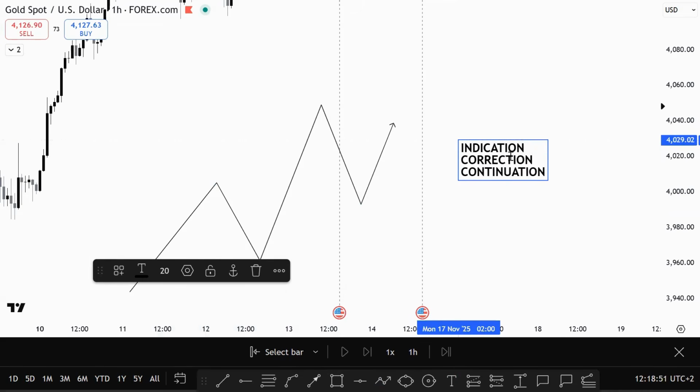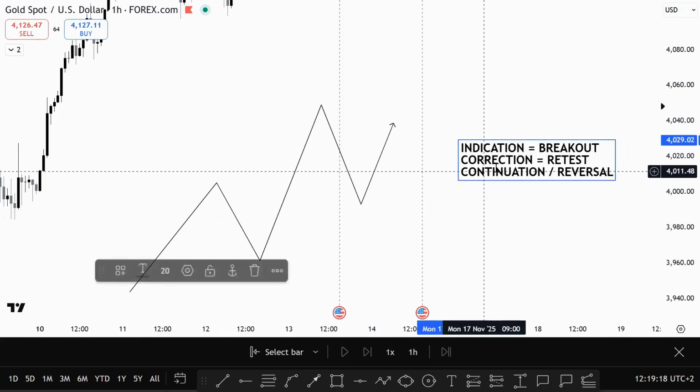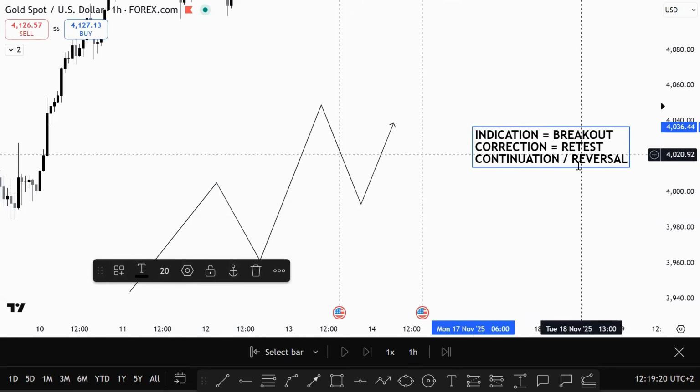Some of you might know these terminologies in price action. Mostly, indication is usually a breakout, and then correction is usually known as a retest. And then a continuation can either be a continuation or a reversal. So this is what ICC is all about.